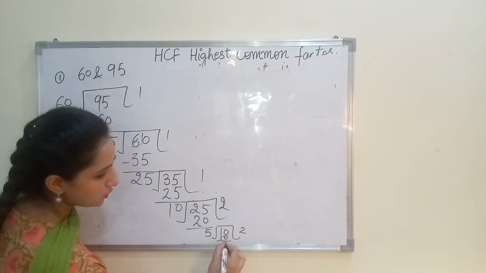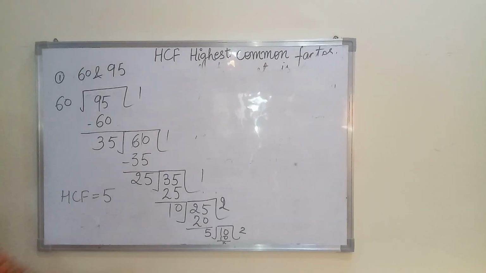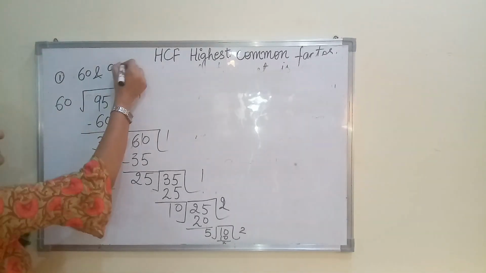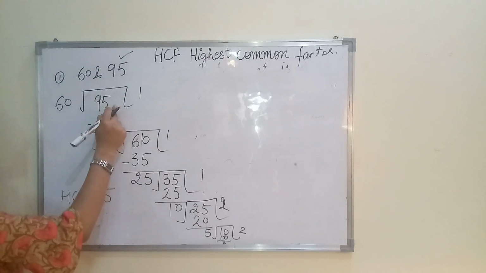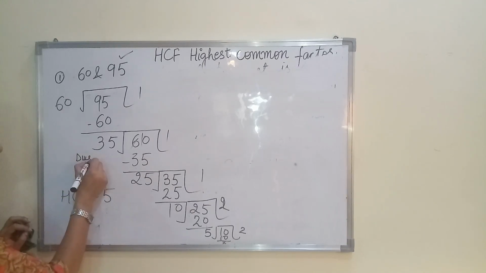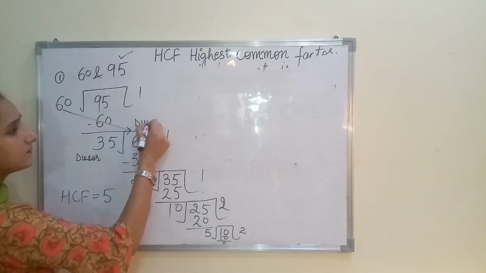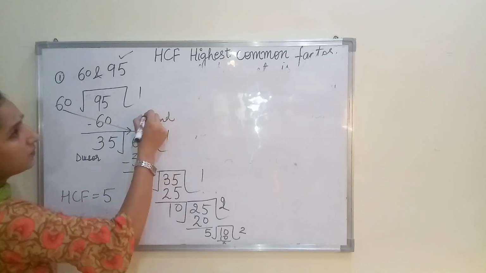So what is your HCF? Your HCF is 5. This one. So it is nothing difficult. Like आपको करना क्या है, बस आपने जो बड़ा नंबर होगा ग्रेटर वन वो आपका डिविडेंड बनेगा एंड द अदर वन इज डिवाइजर. देन जो रिमाइंडर आएगा दैट इज डिवाइजर. That is divisor and this becomes dividend. But this instruction you have to follow.